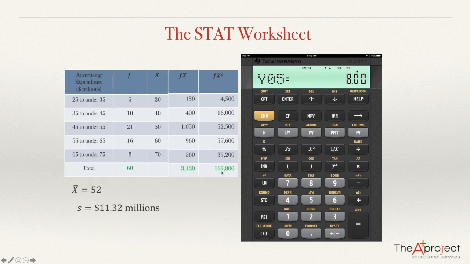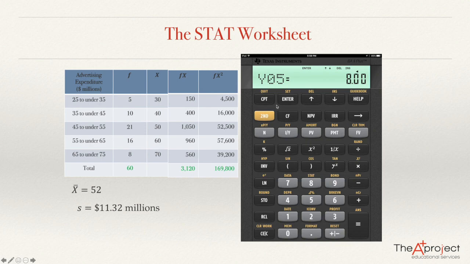Remember that we solved this problem before. And the solution was actually completing a table, making two more columns, finding the sum of the fx and the sum of the fx squared. And we found that the mean was 52 and that the standard deviation was 11.32 millions. So this is a problem that is already solved in another video. But how do we see the answer if we have a calculator?